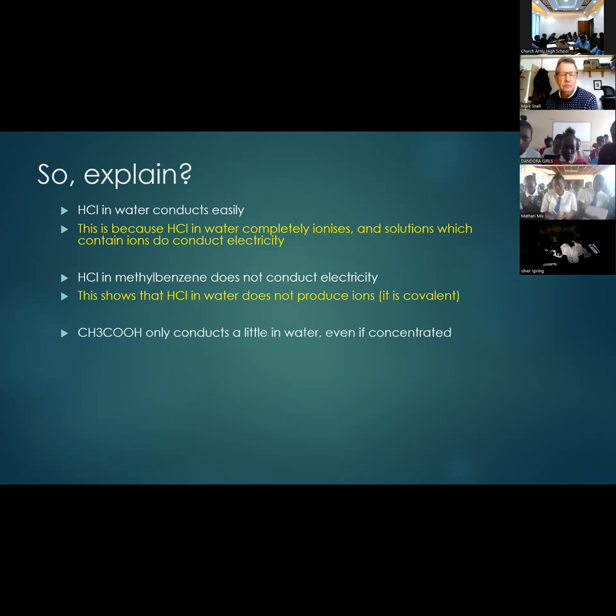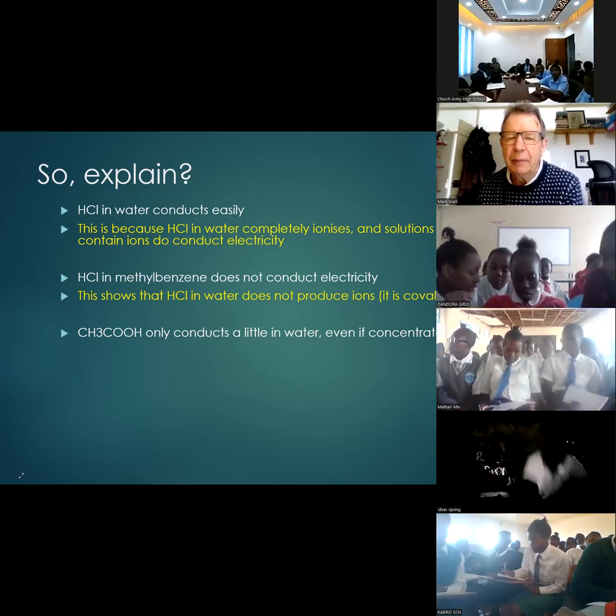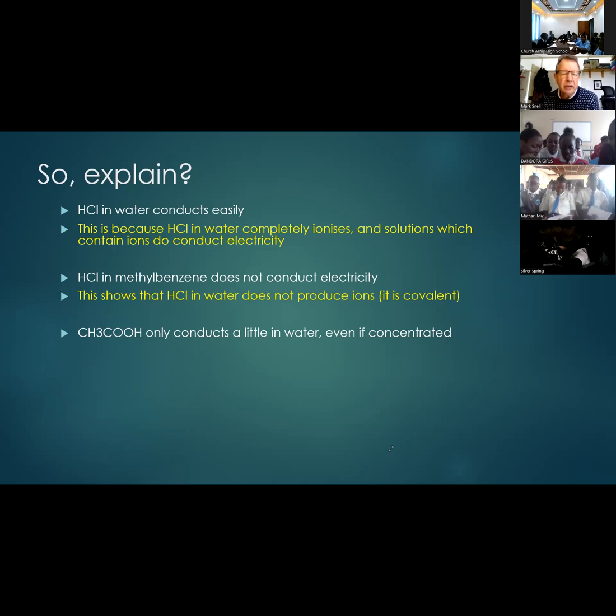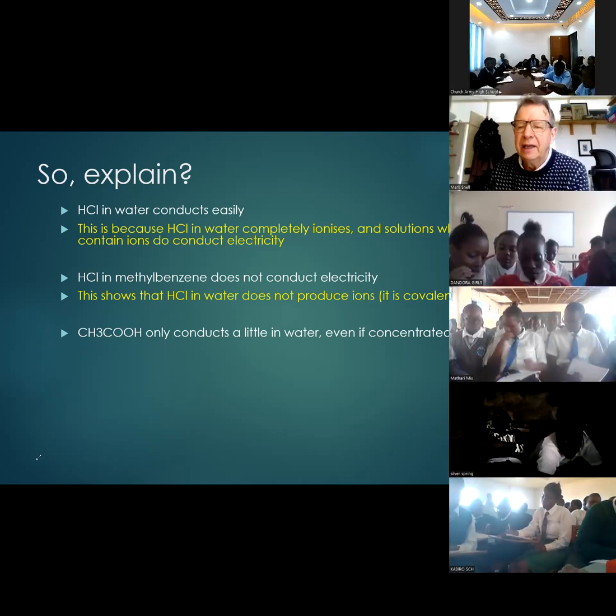Here's another question. CH3COOH, that's ethanoic acid, only conducts a little in water, even if it is very concentrated. So if I take vinegar that we normally would put on food or use to preserve food, that's quite dilute. But even if I make it very concentrated, it only conducts a little bit. Who has an answer to that? Why? Can you explain that? Ethanoic acid only conducts a little bit, even if we've got a lot of molecules of ethanoic acid in our water.